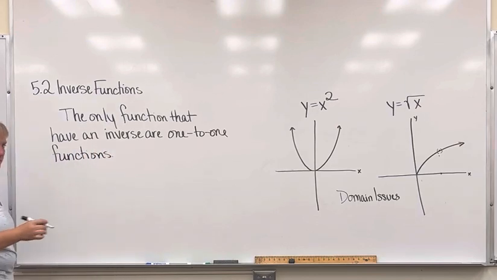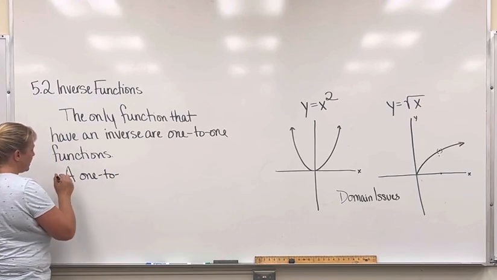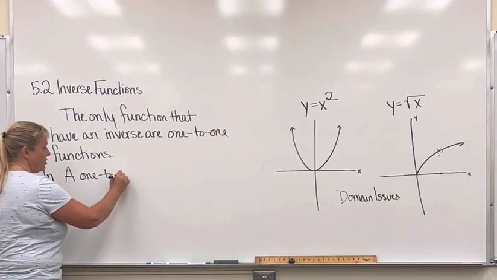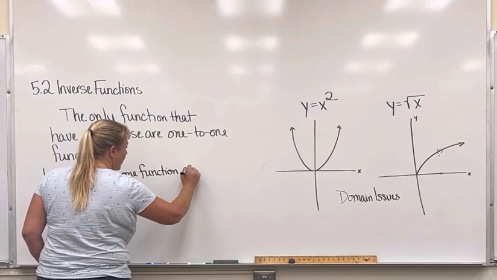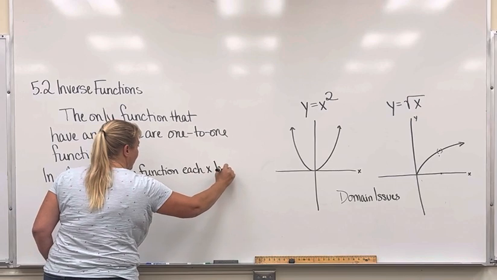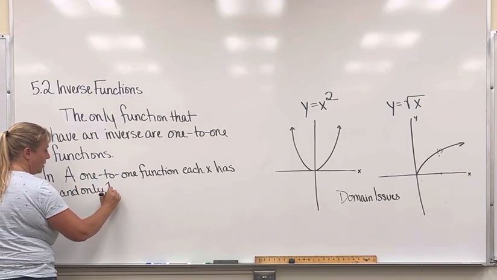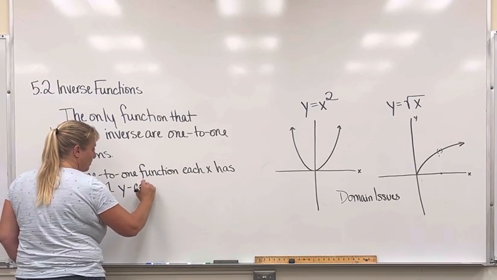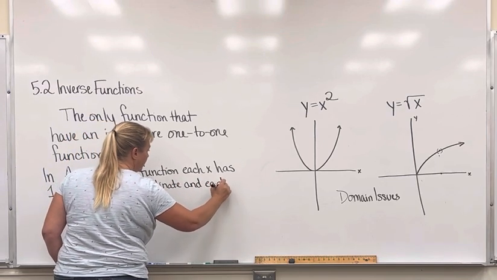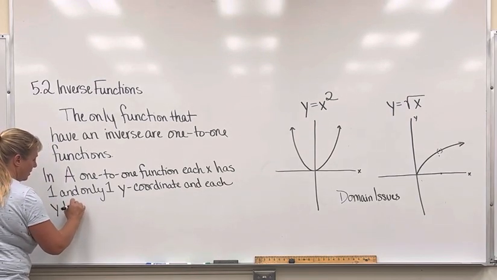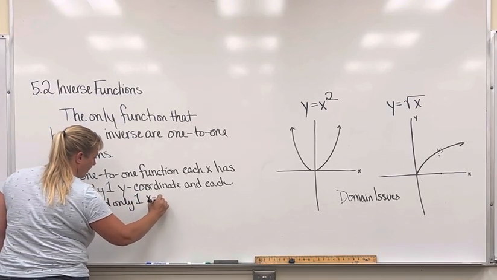So what does that mean? In a one-to-one function, each x has one and only one y coordinate, and each y has one and only one x coordinate.